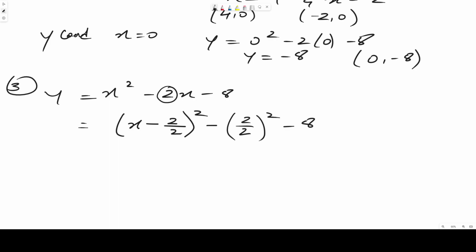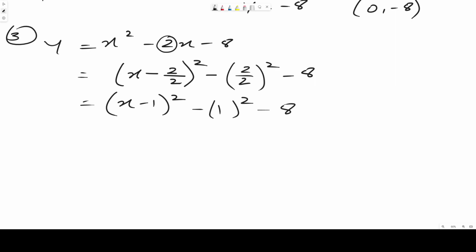You can say 2 over 2 is 1 and just skip a step, but just for the sake of showing you guys, that's why I'm writing everything down as it is. So it becomes x minus 1 whole square minus 1 whole square minus 8. Now remember, this negative sign is outside the bracket, so the square will have no interference with it. It becomes x minus 1 square minus 1 minus 8. This will become x minus 1 whole square minus 9.